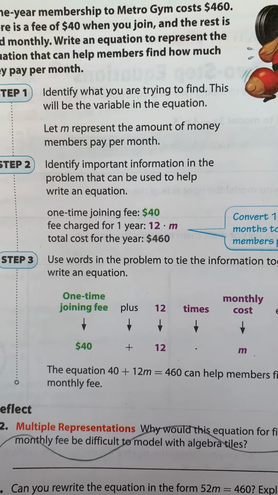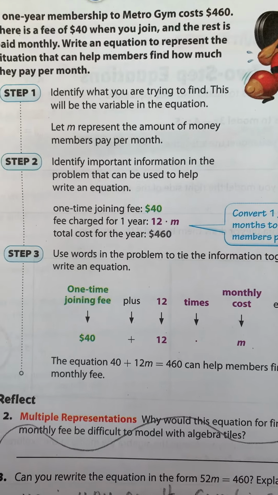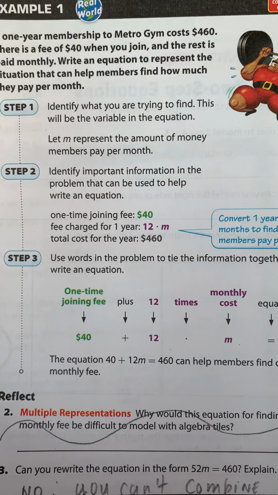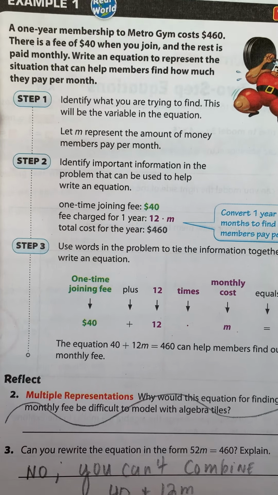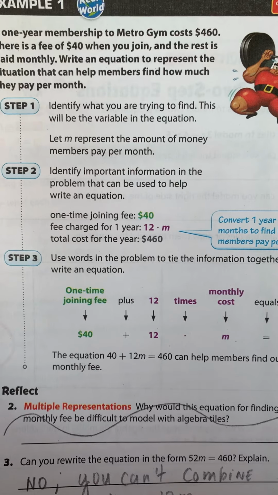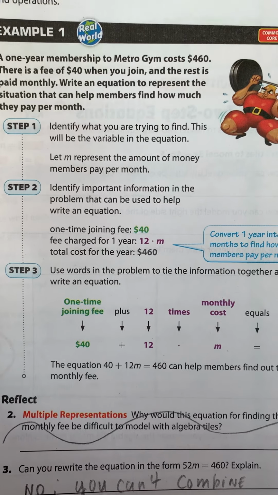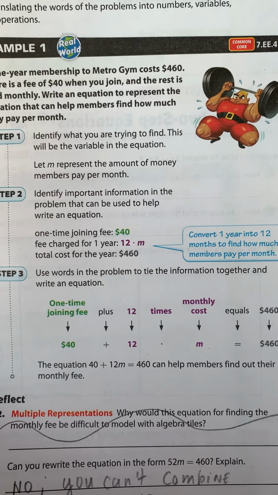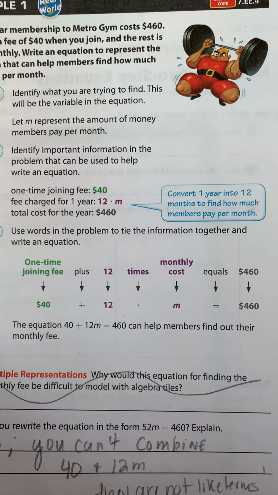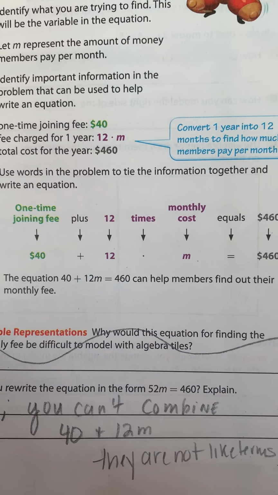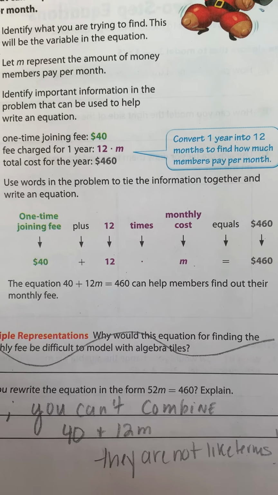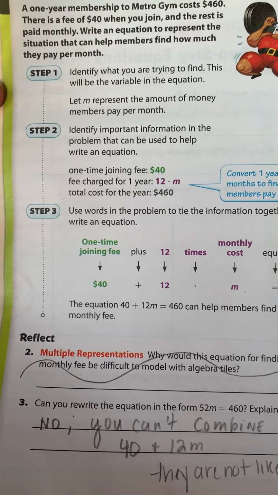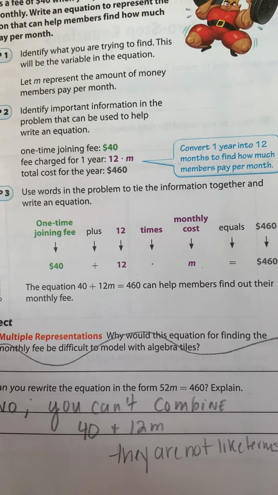Okay, so it says, identify what you're trying to find. Let M represent the amount of money that they pay per month. Identify the important information. So the one-time joining fee was $40. And then the fee charged for 1 year would be, there's 12 months in a year. And then the total cost was $460. So we want to figure out what it would be each month. Okay. So the one-time joining fee plus 12 times the cost per month equals $460. Okay, so it says the equation 40 plus 12M equals 460.